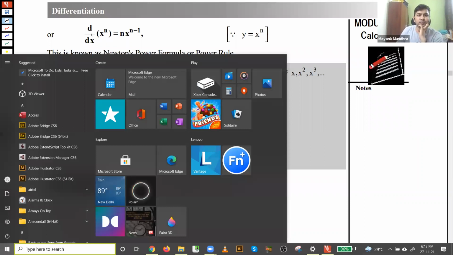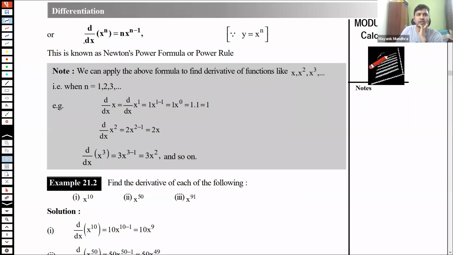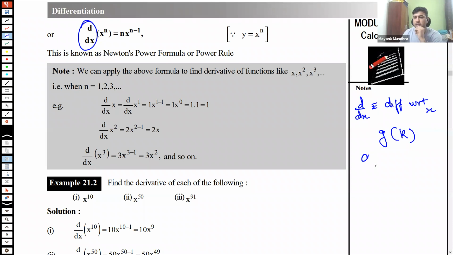So d by dx of anything is going to represent differentiation of the function with respect to x. So d by dx is basically differentiation with respect to x. If you have any function, let's say g of some function k, then dg by dk is differentiation of g with respect to k.